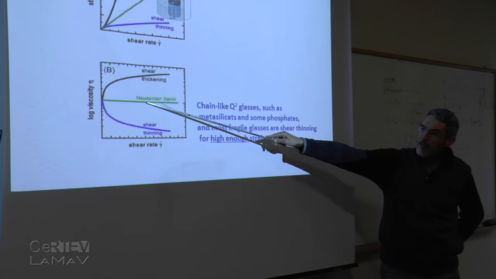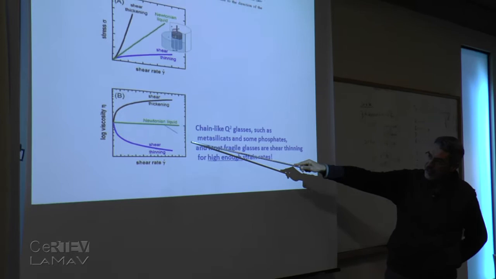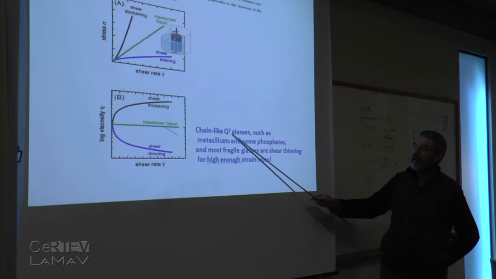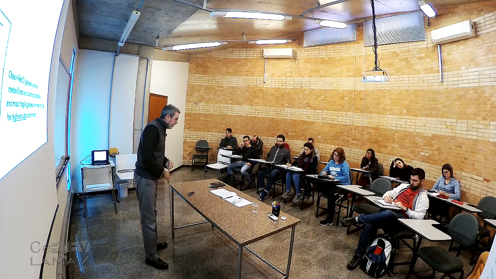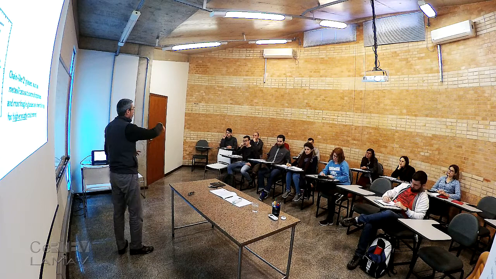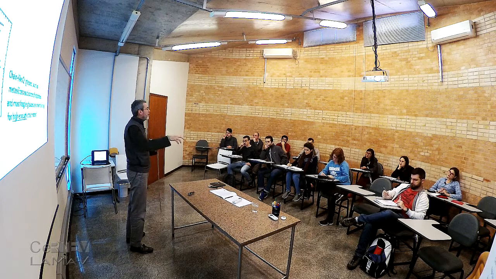Viscosity is independent of shear rate, but as I said, at some stage it starts to be shear thinning. Shear thinning means viscosity decreasing with shear rate. And chain-like glasses, like metasilicates that Graziella and Giannini are getting data for, or diopside, for instance. Diopside is a metasilicate because there is one mole of calcium oxide, one mole of MgO, two moles of silica. That's a metasilicate. They are Q2 glasses.